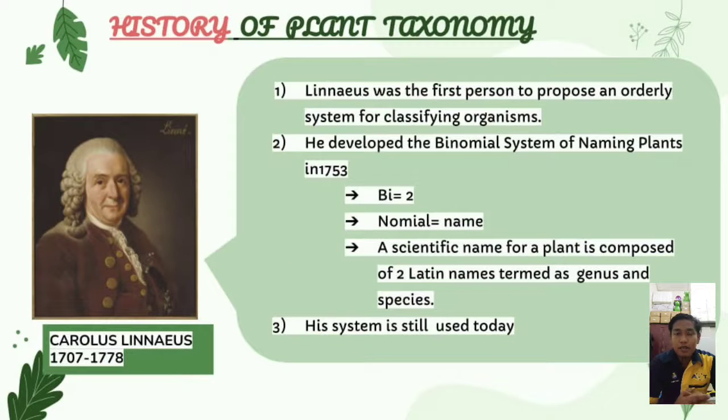But next, in the 18th century, the Swedish scientist Carolus Linnaeus, well known as the father of taxonomy, more or less invented our modern system of taxonomy and classification. He was the person who proposed an orderly system for classifying organisms. He developed the binomial system of naming plants in 1753. Unlike his predecessors, Linnaeus adhered rigidly to the principle that each species must be identified by a set of names, which are two terms, the genus and species, and classified on the basis of their similarity and difference.